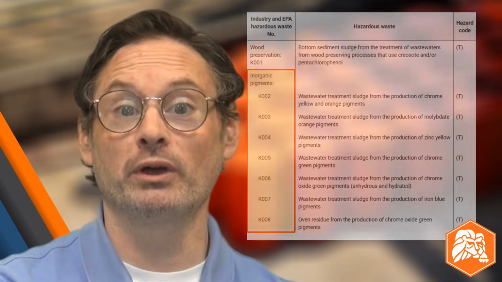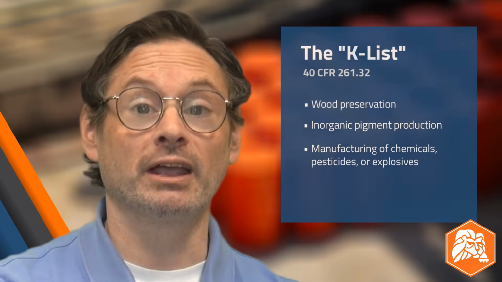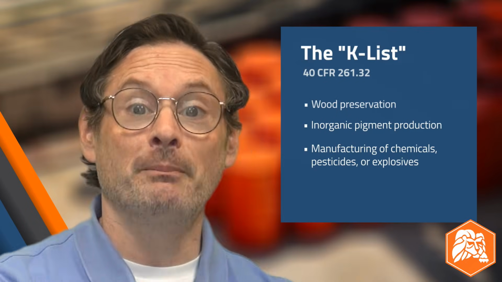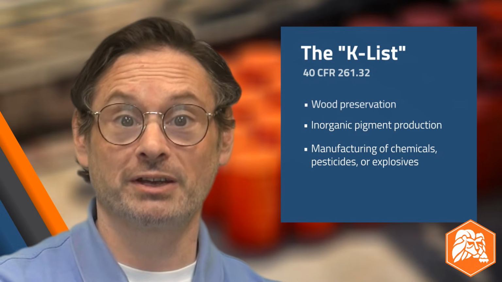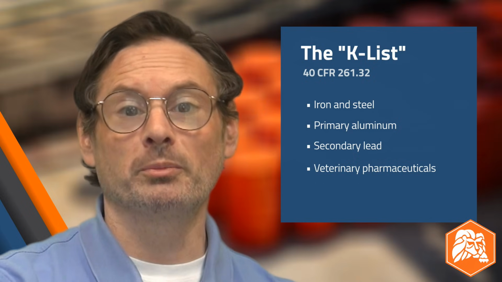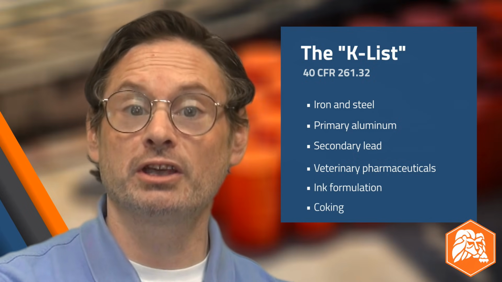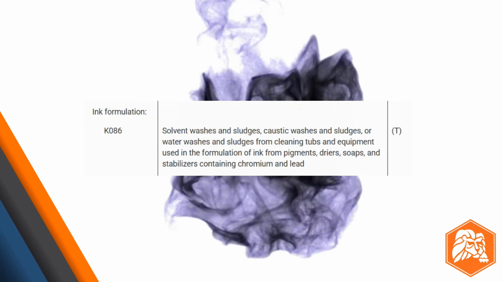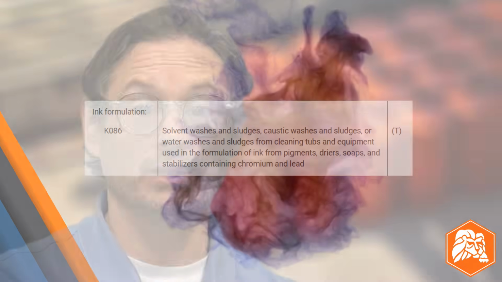Other K codes apply to waste from other industry sectors, including organic and inorganic chemical manufacturing, pesticide manufacturing, explosives manufacturing, production or forging of iron, steel, or aluminum, smelting lead, producing veterinary pharmaceuticals, ink formulation, and coking. As a generator of hazardous waste, you only apply K codes that are associated with your industry. If your facility is not classified as part of the ink production industry sector, for example, you would never use code K086.